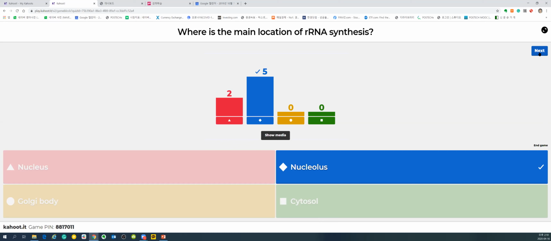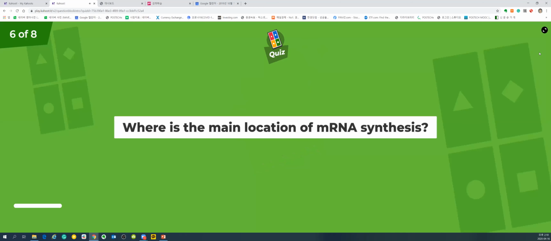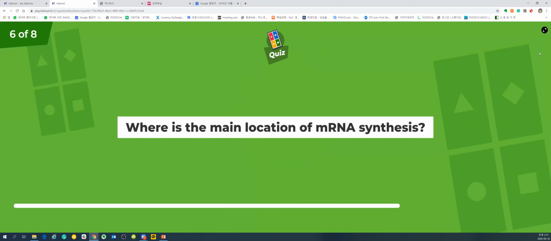Okay. Now, synthesis of rRNA is happening inside the nucleus, in a small area of the nucleus, the so-called nucleolus. In Korean, we call it in. That is the center of rRNA synthesis. Okay. How about the mRNA?